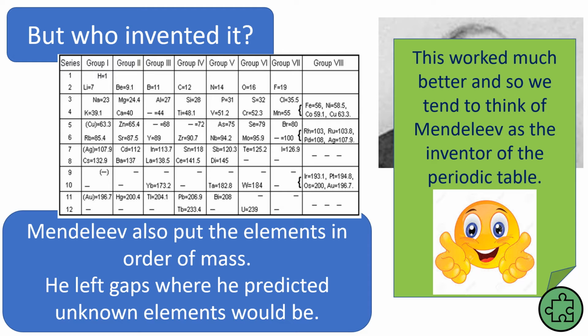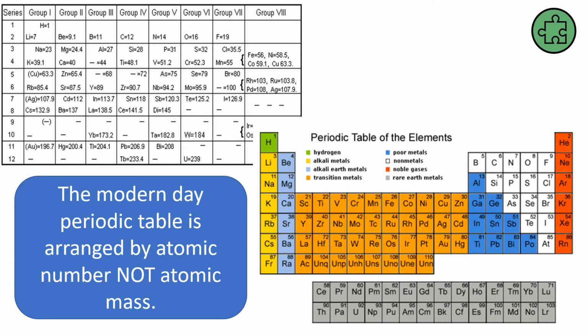He predicted its melting points and its boiling points, because he understood the patterns of the elements around it, and he was spot on. So we tend to think of Mendeleev as the inventor of the modern periodic table. Today, our modern periodic table that you can see here on the right obviously looks very different to the one that Dmitri Mendeleev came up with in the 1800s.